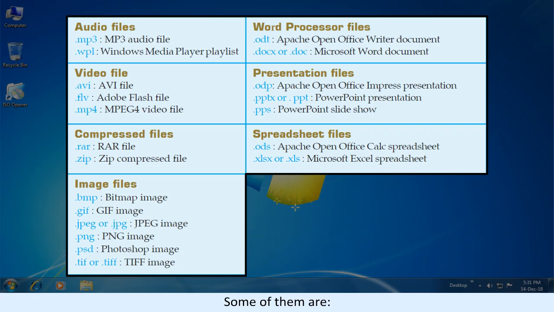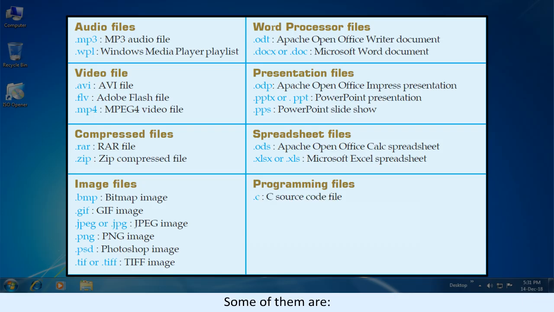.tiff, TIFF image; programming files: .c, C source code file; .java, Java source code file; .vb, Visual Basic source code file; .cpp, C++ source code file.